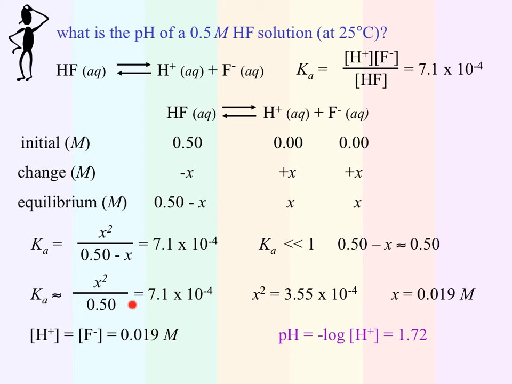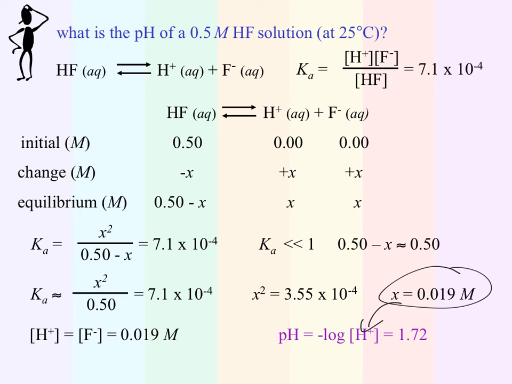We then bring this 0.5 up and multiply it by 7.1 times 10 to the negative 4, and that's going to give us x squared equal to 3.55 times 10 to the negative 4. We take the square root of both sides, and that's going to give us our concentration of x. So we know that x is equal to the concentration of H plus and F minus at equilibrium. We subsequently take our H plus and plug it into our pH equation, because that's actually what they're wanting us to calculate. And if we take the negative log of our 0.019 value, that's going to give us 1.72 for the pH of our solution.